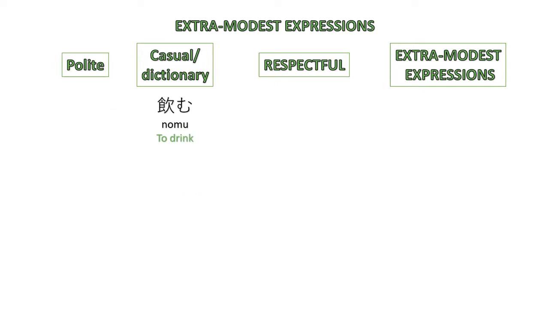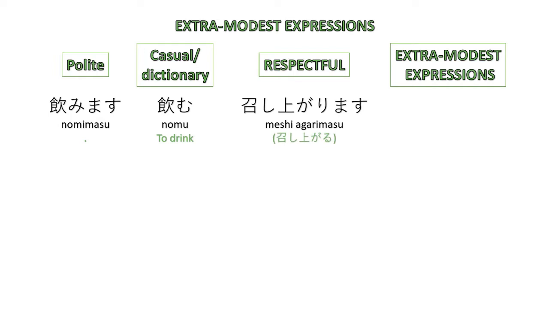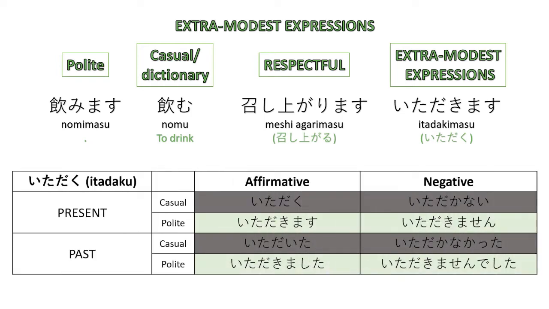Next verb, nomu. Nomu, polite, nomimasu. Respectful, it's the same, meshiagarimasu. Extra modest, itadakimasu again. From itadaku, and we have the same conjugation: itadakimasu, itadakimasen, itadakimashita, itadakimasen deshita.